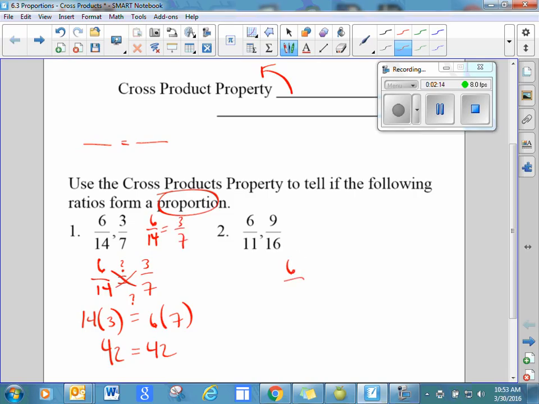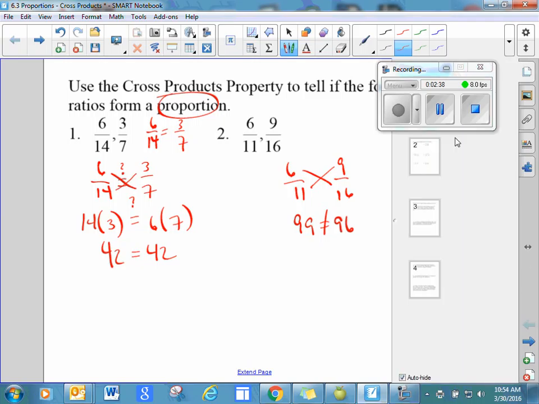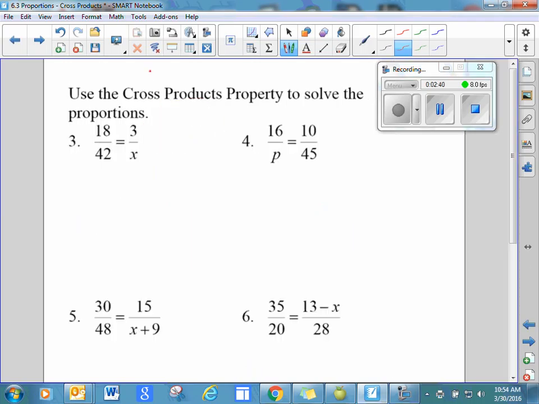If you look at 6 over 11 and 9 over 16, when we do the cross products, we get 11 times 9, which is 99, and we get 16 times 6, which is 96. These are not equal to each other, so we cannot set them up with an equal sign in the middle and say that they form a proportion. Easy enough, right?